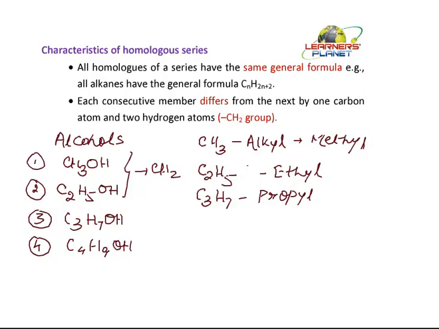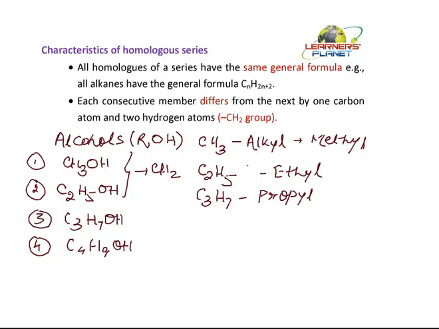Alkyls are denoted by R. May it be methyl, may it be ethyl, or may it be propyl, or butyl, or pentyl, or hexyl. So these are denoted by R. Now what we can write is ROH, right? Or what we can write is CH4O. It is ROH. So what is this point saying?